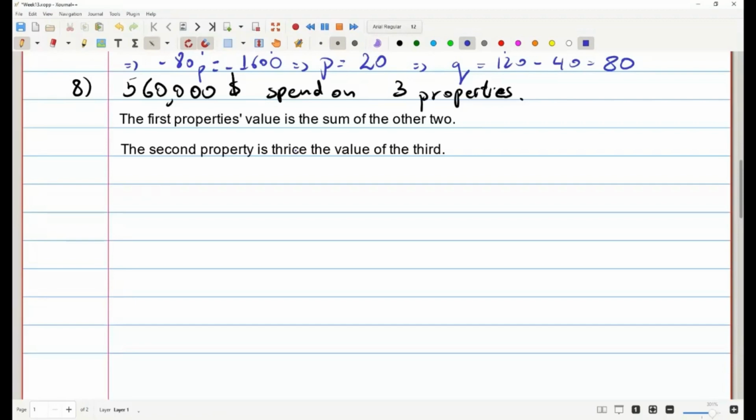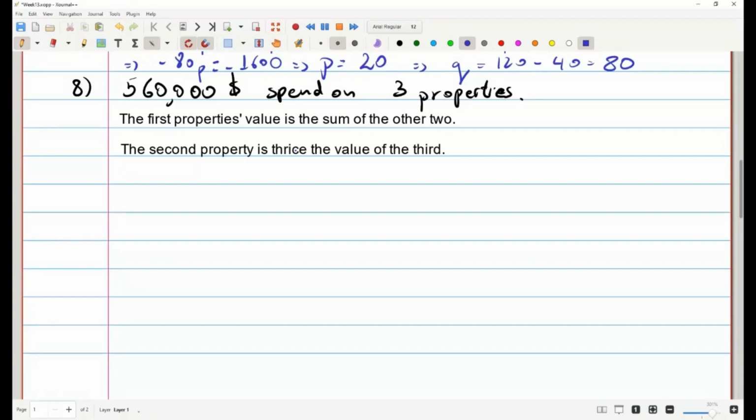Now, on exercise 8, we are told that a person spends 560,000 on a total of 3 properties. The first property's value is the sum of the other 2 properties, and the second property is 3 times the value of the third property. With that information, we will create 3 equations and then find out how much each property costs. I will represent the cost of the first property as A, the cost of the second as B, and the cost of the third as C.